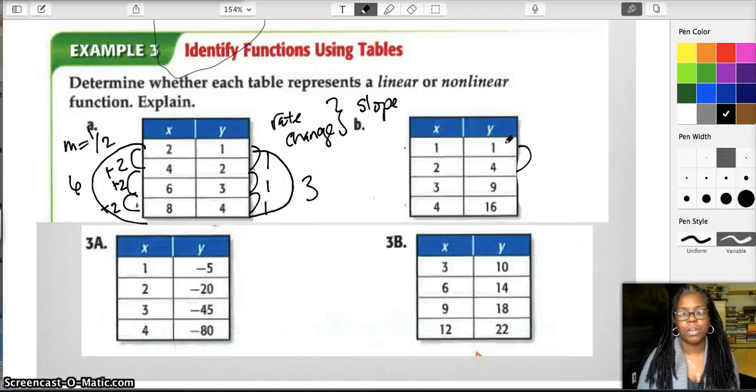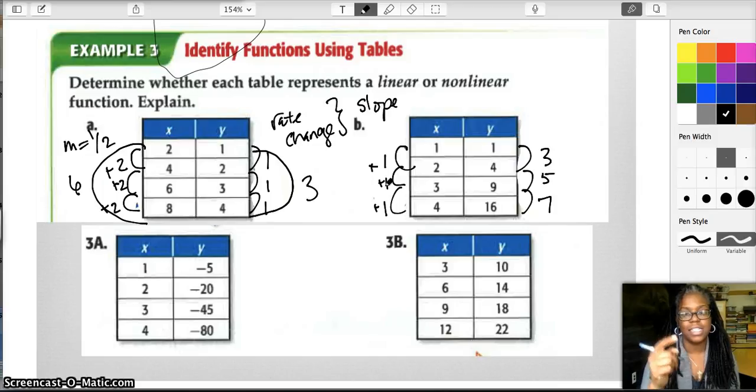Let's take a look at this one. From 1 to 4, we get a change of 3. From 4 to 9, we get a change of 5. From 9 to 16, we have a change of 7. This doesn't tell me already that we don't have a linear equation. Remember, you're comparing the change in y over the change in x. So let's check out the change in x. The change in x looks consistent, right? We're just going up 1, so it's a positive 1 each time.